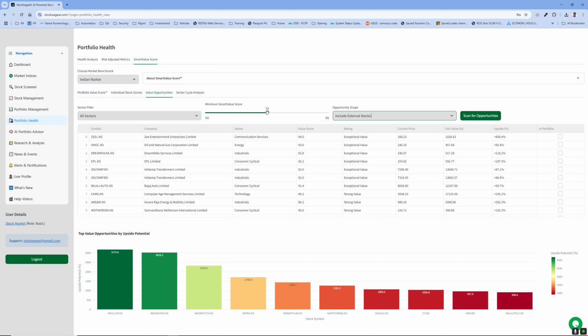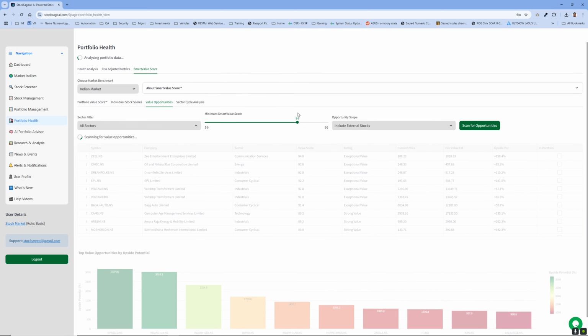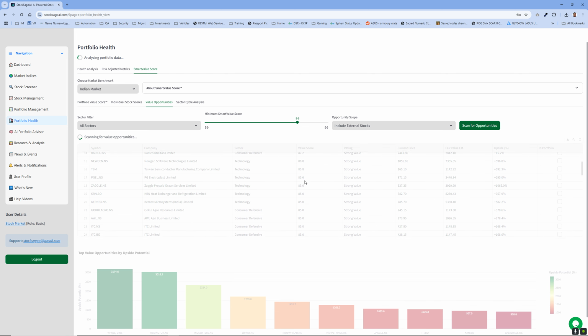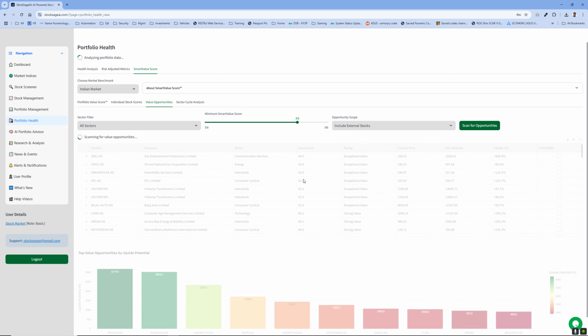I can also filter or increase or decrease the minimum smart value score for these stocks, and it can provide me only those number of stocks. So because this list is pretty large, if I want to further filter it down, I can again play around with this and get a shorter list. Once we have the data, then probably we'll move to the next tab because the system is still working on it. So it will take a couple of seconds over here.